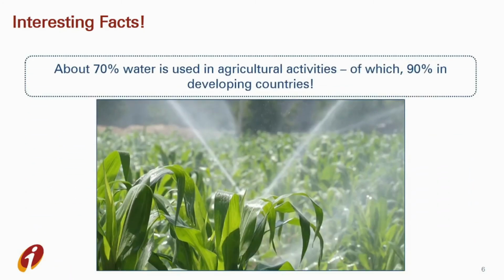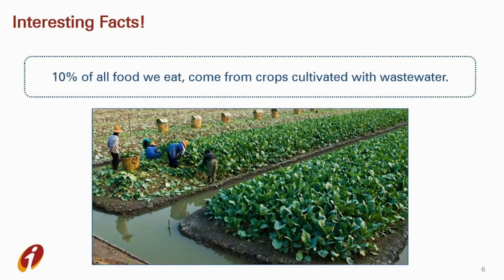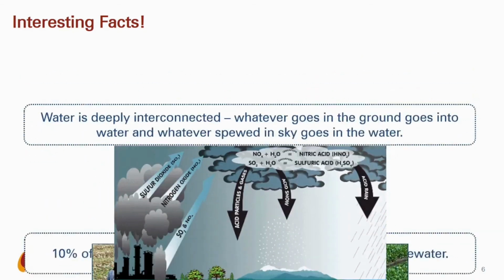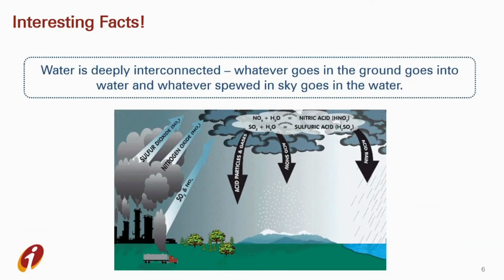About 70% of water which is used in agricultural activities, 90% of this is used only in developing countries. You will be surprised to know that 10% of the food we eat comes from crops cultivated with wastewater. Water is so deeply interconnected that whatever you throw into the ground, it goes into the water, and whatever you throw into the atmosphere up in the sky, it goes into the water again. And that water is poured on the soil as rain.